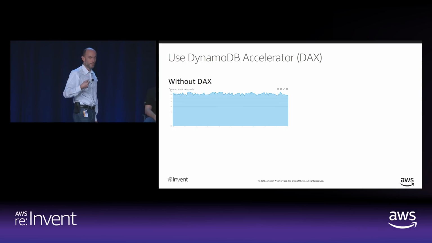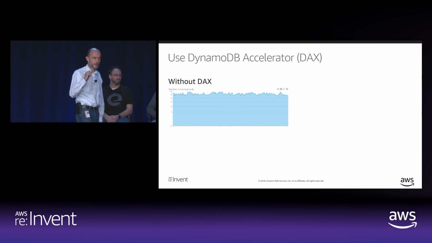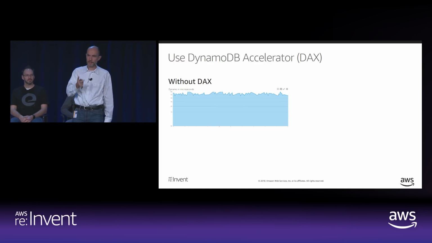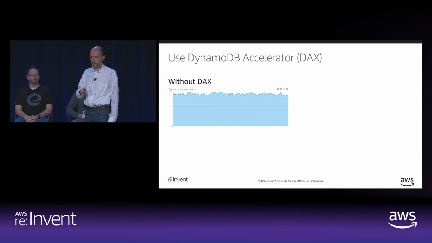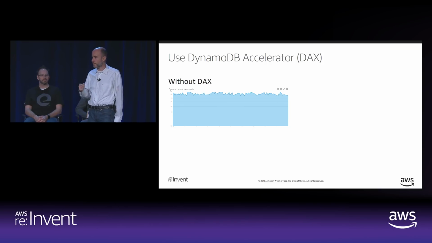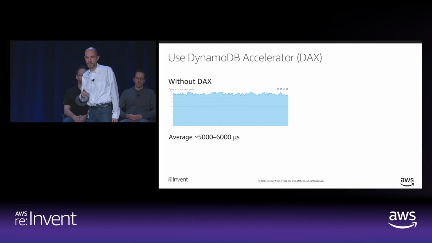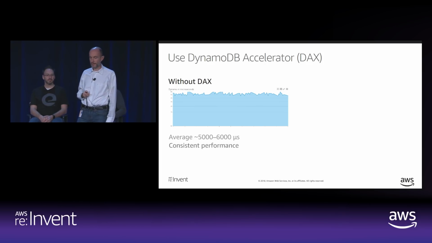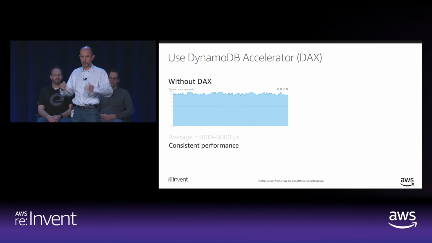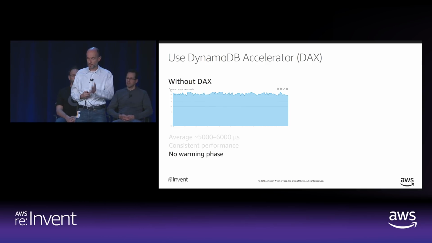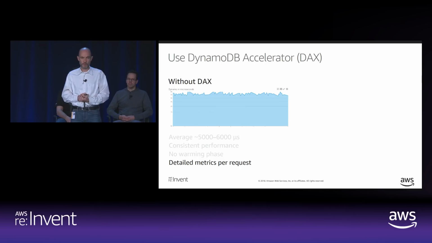And then they started playing with Dynamodb Accelerator, which is an automatic caching layer that Dynamodb has built in since about a year now. And this is how the performance looks like without the Dynamodb Accelerator. So you see an average of 5 milliseconds or 6 milliseconds response time and consistent performance. This is what you get with Dynamodb. People love the consistent performance here. There's no warming phase. We'll get back to that in a minute. And you also get detailed metrics per request, which is a great feature for debugging.